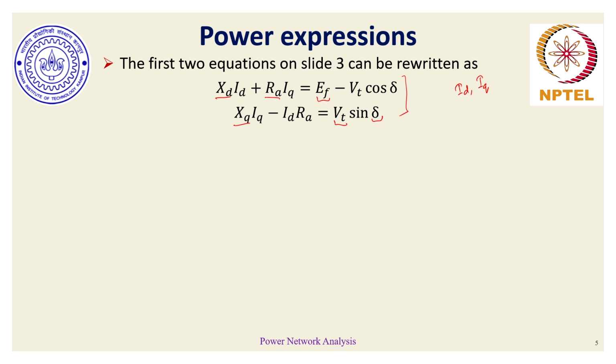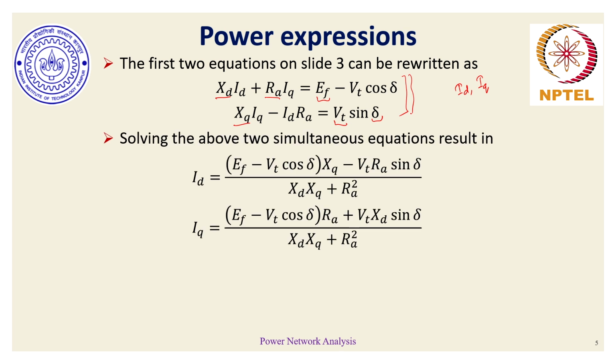It is now time to find ID and IQ, which are fictitious quantities, in terms of usually known quantities. So if we solve these two simultaneous equations, we get these two equations where everything on the right hand side is usually known. The unknowns, or fictitious quantities, however, are ID and IQ. So when we know everything on the RHS, we can substitute numbers here and also get these LHS quantities.